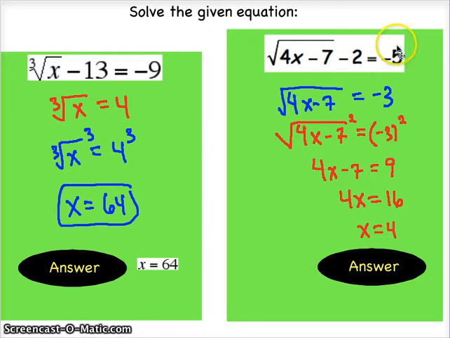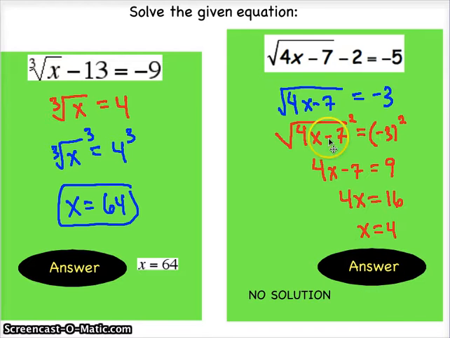On the right, you'll notice I added 2, which gives me -3. To get rid of the square root, I'm going to square both sides. So square root squared becomes 4x minus 7, just the stuff underneath, and -3 squared becomes 9. Add 7 is 16, divide by 4 is 4, and again, check our answer, and uh-oh, what happened here?